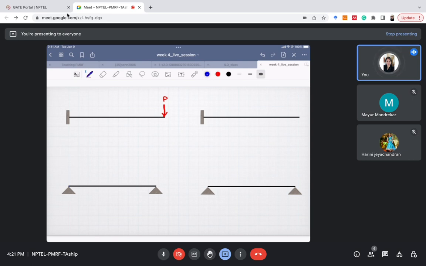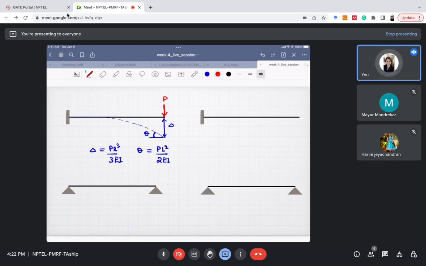Okay, so it will deflect like this. Let's call this angle theta, and let's call this displacement delta. These values you should remember. Delta will be equal to PL cube by 3EI, and theta, the angle it will make, will be equal to PL square by 2EI. Please note down these things and just remember them.